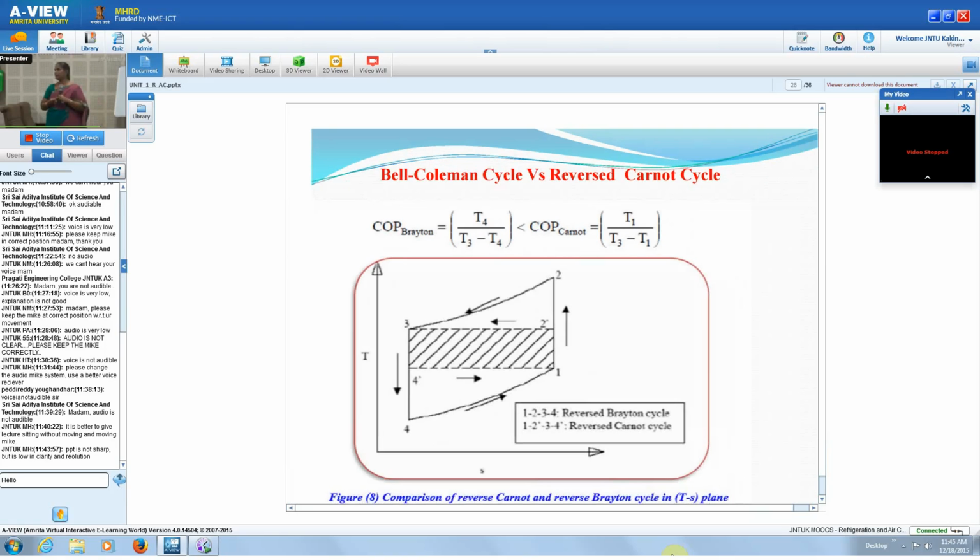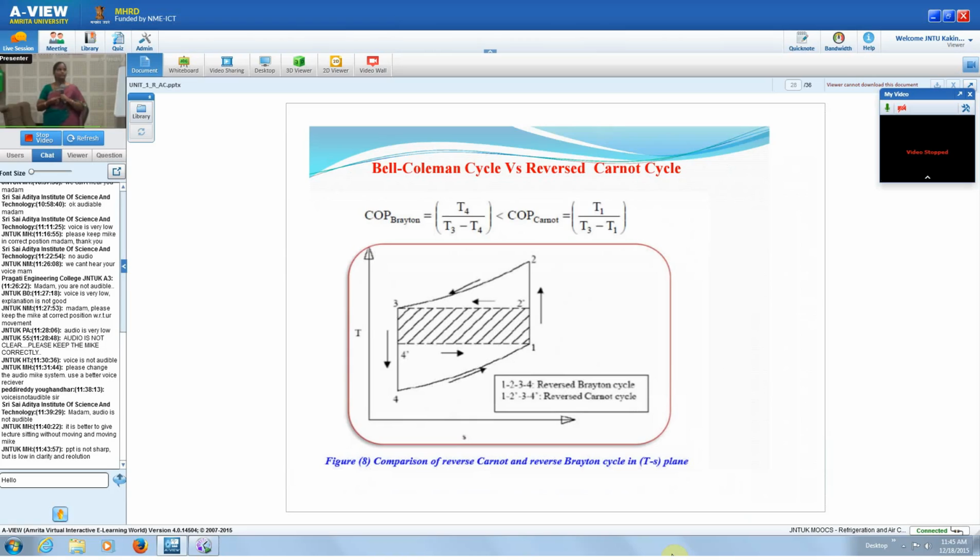So if you compare the Bell-Coleman cycle with the reversed Carnot cycle, the coefficient of performance is maximum with the reversed Carnot cycle. That is nothing but this diagram. 1 to 2 is compression, 2 to 3 is heat rejection, 3 to 4 is expansion, and 4 to 1. In the previous figure the notation is different, and here you can see this notation.